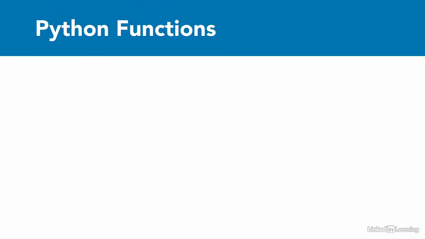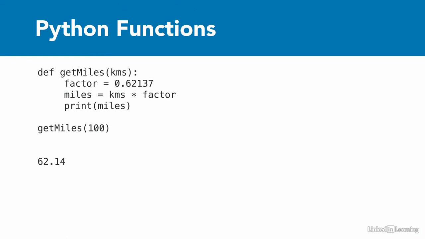Python also has functions. These functions you can call at any time, over and over again. That's the nice thing about functions. You can call a function many times, and you can call it anywhere you want. So first of all, how do you define a function? Well, to define a function, you put the little def, D-E-F, and then the name of the function. In this case, I'm calling it getMiles. And you need to pass something to getMiles. In this case, I'm passing it the kilometers. Then I create a factor, 0.62137, and then I calculate the miles from the kilometers someone passed to the function, multiply it by the factor, and then I print the miles to the screen.